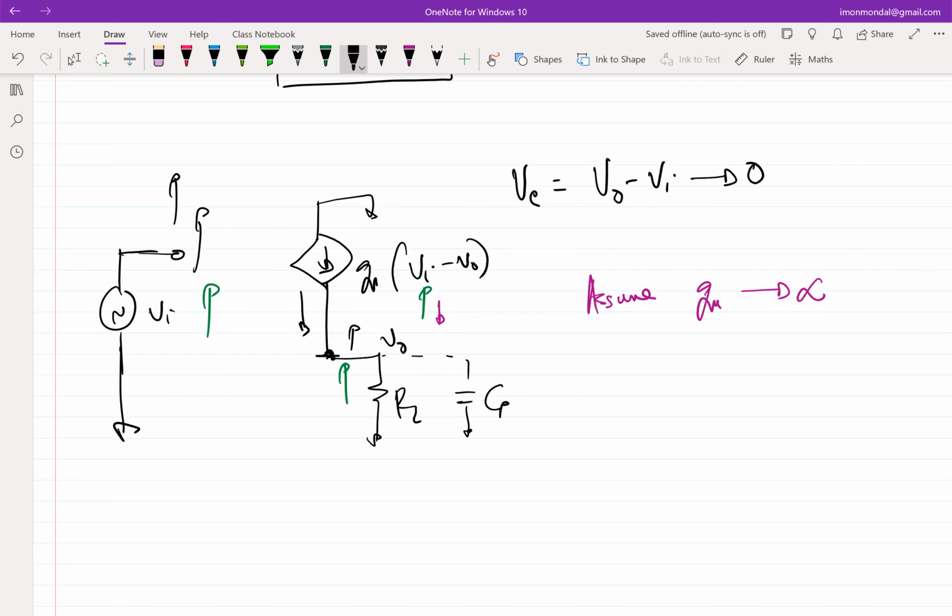So if GM tends to infinity and you assume that V0 is not equal to Vi, right? Let's assume V0 is not equal to Vi, which means this will push an infinite current. It will keep pushing infinite current.